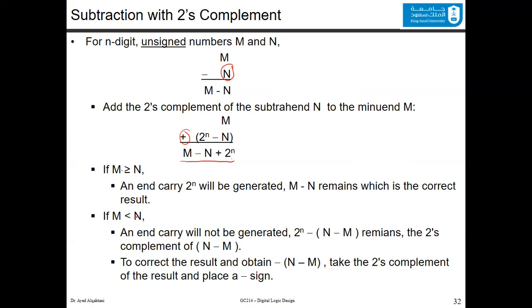Now, if m is less than n, an end carry will not be generated. So what remains is this value, but I rewrote this value to show that this n minus m is actually the 2's complement. So we get the 2's complement of this value to get the correct result. So to correct the result, we obtain this value, and then we take the 2's complement of the result and place a negative sign to indicate that the result is negative. To check this, I make it simple for you to understand.